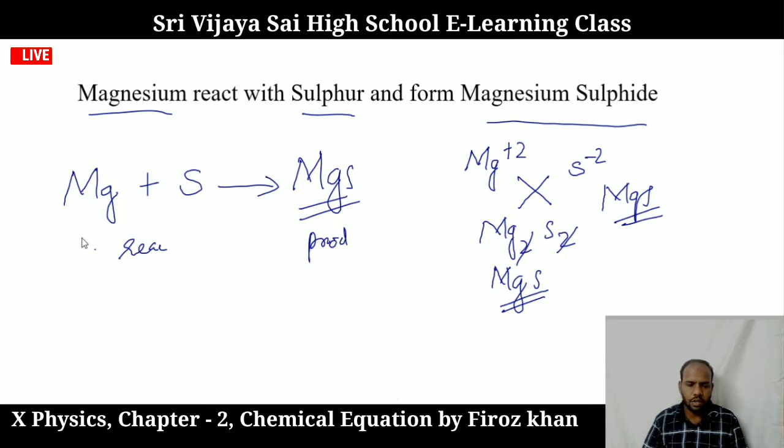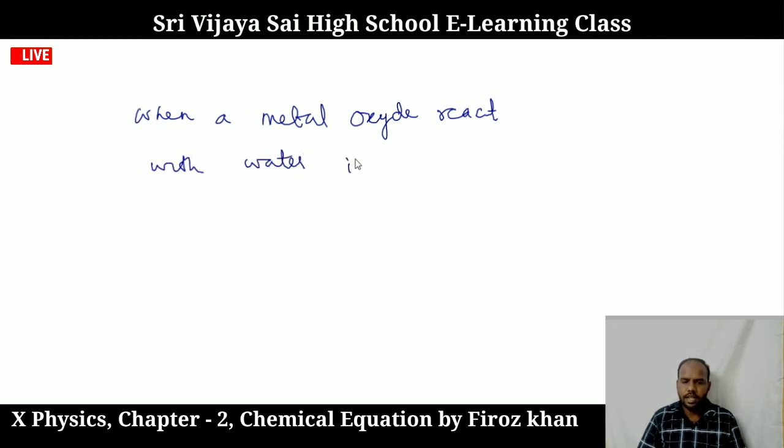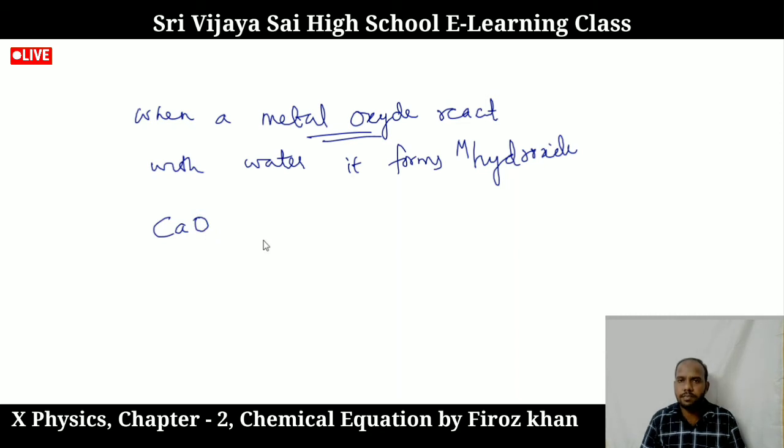Am I right? Okay. So one thing we should understand from the chemical combination, listen students: when a metal oxide reacts with water, it forms a hydroxide, that is, a metal hydroxide. So what is a metal oxide? For example, calcium is a metal. So when it reacts with oxygen, it becomes calcium oxide.